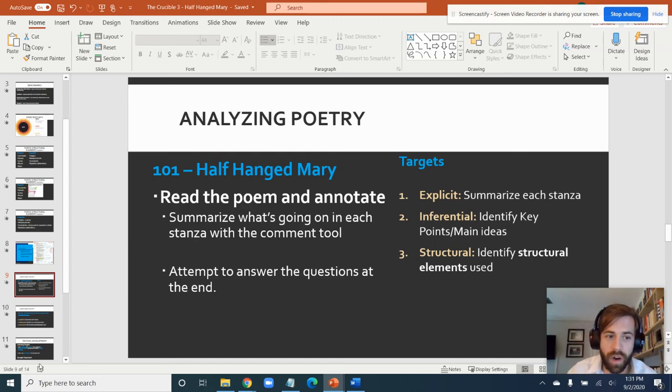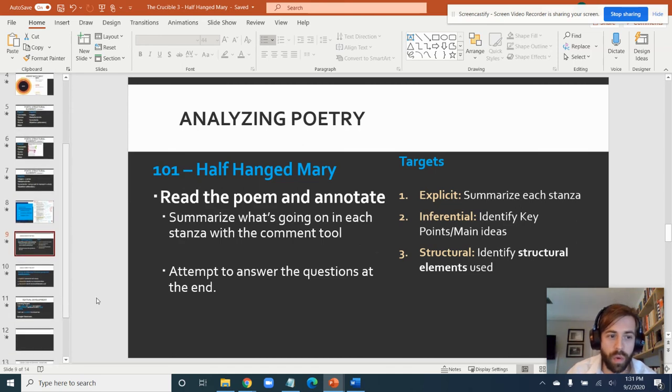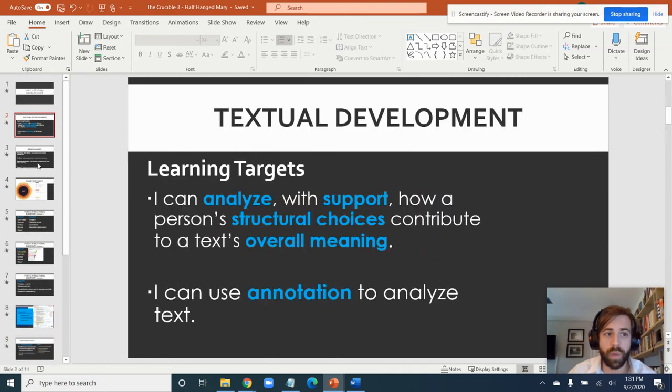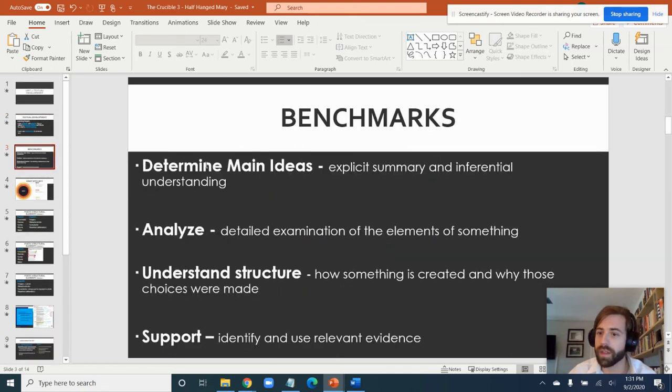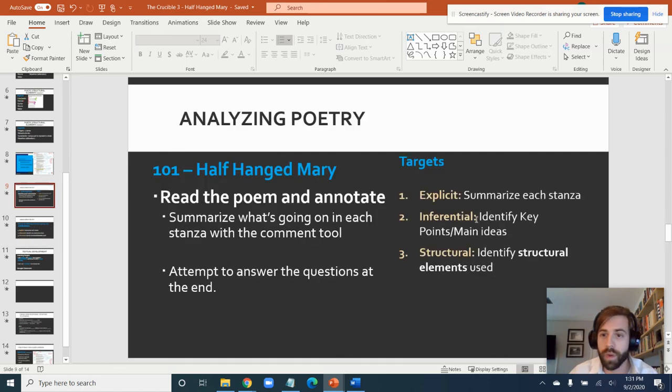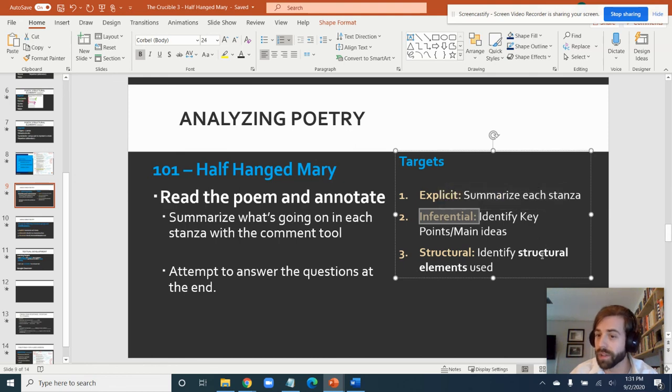And remember our targets. Our main goals in this are that we're practicing that explicit summary that we had. That was one of the things we had to do at the very beginning. We had to determine the main ideas. So the first part of that is just, okay, what am I seeing? What are the main ideas that I can physically see going on in this poem? We're going to start to figure out some of the inferential ideas. Those are, what are the main points this author is trying to make?